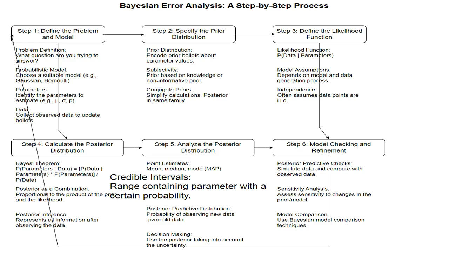Now, let's discuss that the posterior distribution is the foundation for making optimal decisions. By considering the uncertainty in the parameter estimates, captured by the posterior, decision-makers can make choices that are robust and account for potential risks.